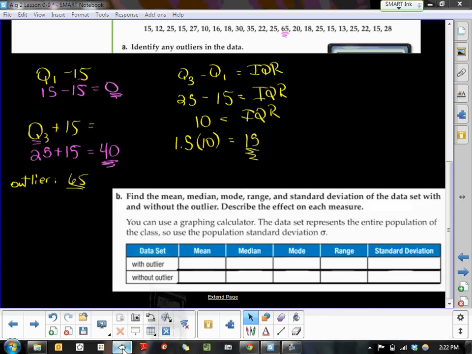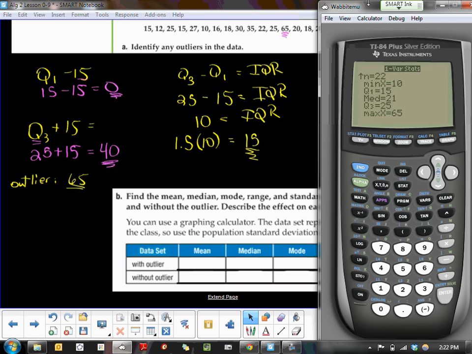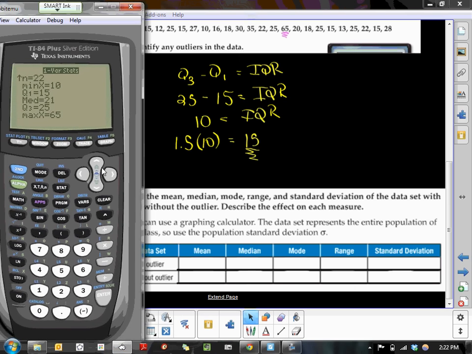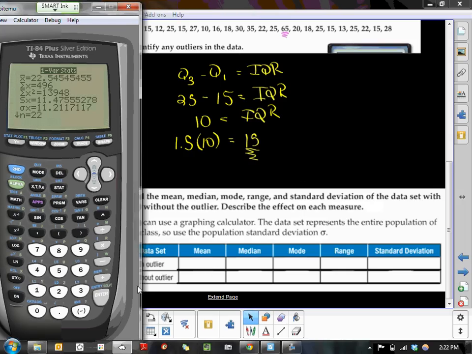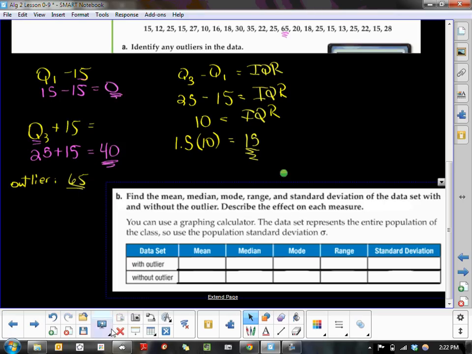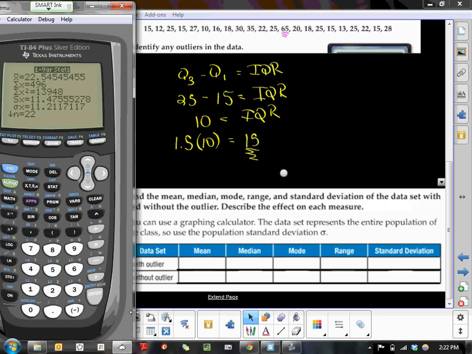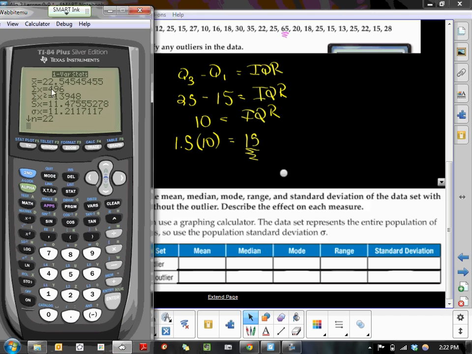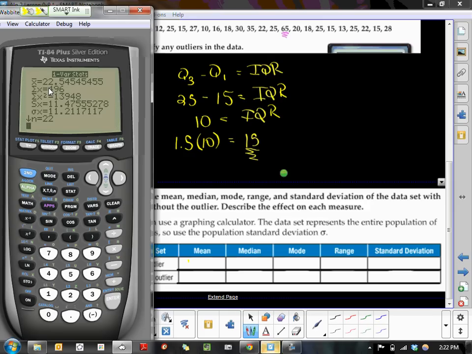So we've already got all this data in here. This time it is with the outlier. I already have 65 in it, so all I've got to do is get the data and write it down and record it here so we have all of it in our set. I'm just trying to make sure that I can see everything here. Okay, so the first time it is with the outlier, and that's the data I have in there. What is the mean or the average with the outlier? It's 22.5. So we'll put 22.5.